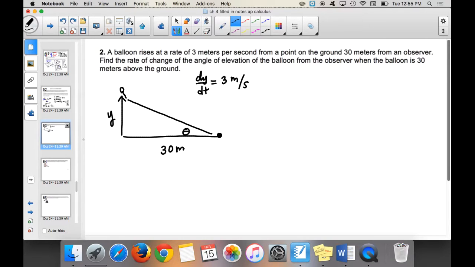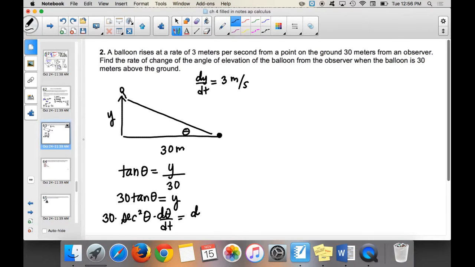All right, can we set up an equation that relates y, theta, and 30 if we need it? What equation are we going to use? Yeah, exactly. So we're going to say tangent of theta equals opposite, which is y, over adjacent, which is 30. So you can take the derivative here, or you can multiply the 30 over. So 30 tangent theta equals y. And then take the derivative. So we get 30 secant squared theta d theta over dt equals dy over dt when we take the derivative. So remember, whatever variable you had, tack on the d theta over dt, dy over dt, whatever it was.